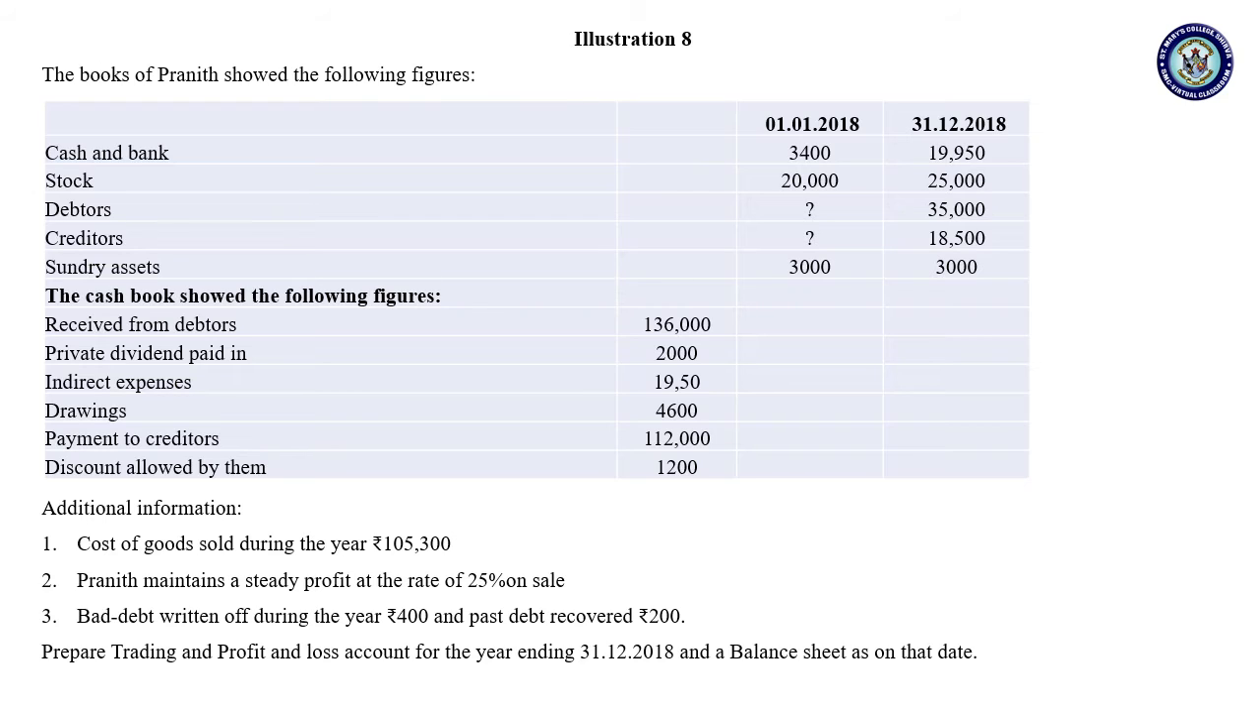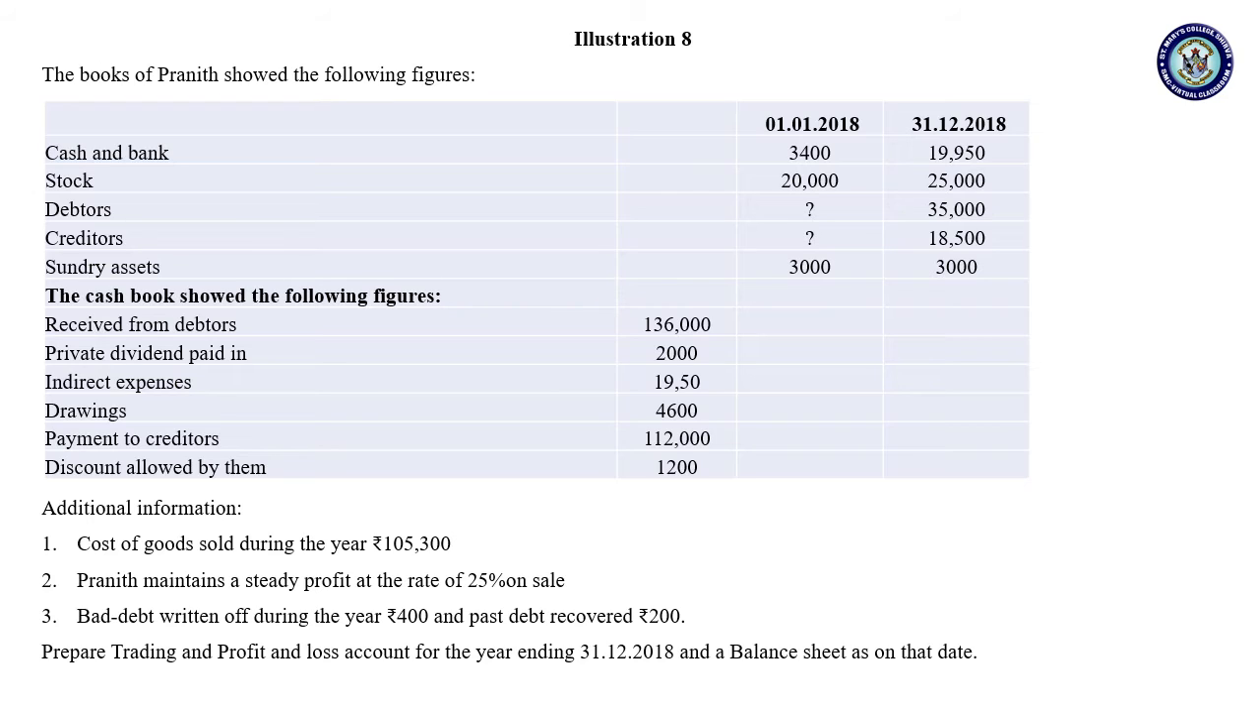So bad debt, again you have to take the debtors account, and you have to debit it to the P&L account because that is your expense. And past bad debt recovered. You are recovering the bad debt, which means you are recovering the cash. So what is the journal entry? It is cash account debit to bad debt recovered account, because you are receiving.